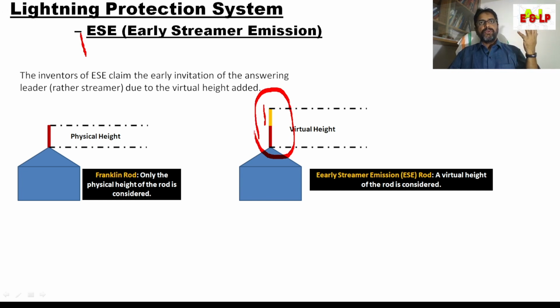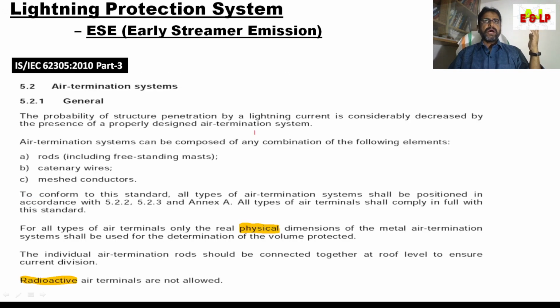So what will be the advantage? The lightning energy will be attached earlier than with the other one. That is why it is called early streamer emission. Whether this virtual height can be accepted, that's the point here. Let us move to the rules that we are following in India.